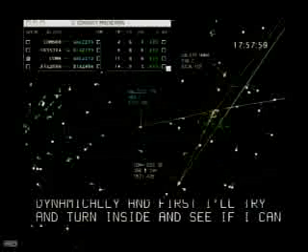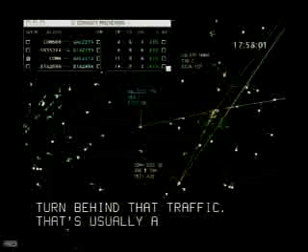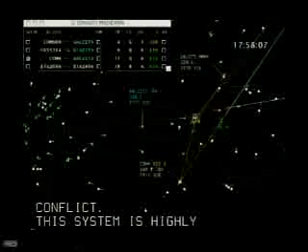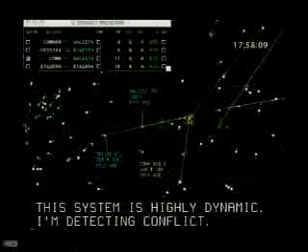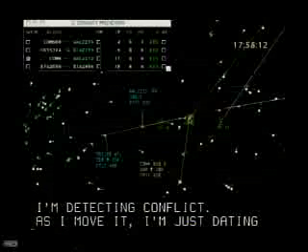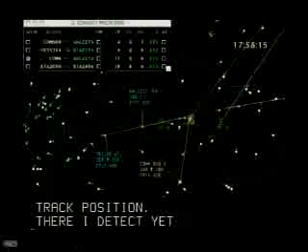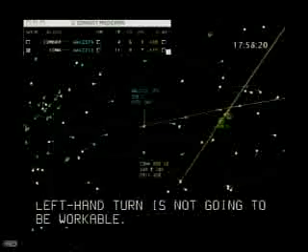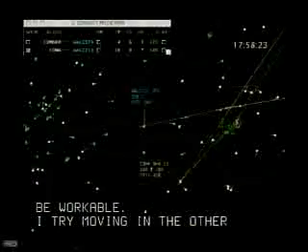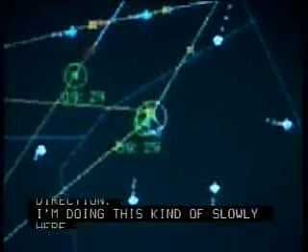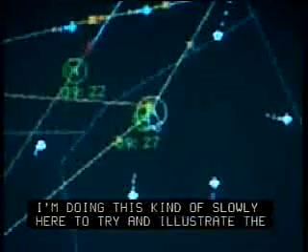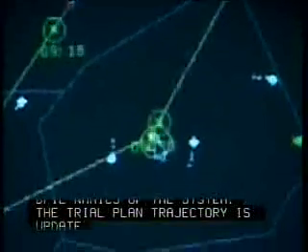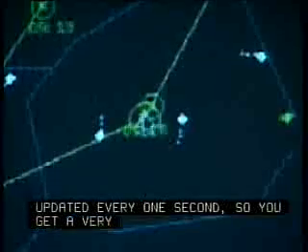And again, okay, now there, I've detected another conflict. The idea is that this system is highly dynamic. I'm detecting conflicts as I move it, updating my track position and my aux waypoint position. There I've detected yet another conflict. So it looks like a left-hand turn is not going to be workable. I try moving in the other direction. I'm doing this kind of slowly here to illustrate the dynamics of the system. Again, that trial plan trajectory is updated every 1 second, so you get very rapid feedback of the analysis. Okay, now I've got a clean trajectory.